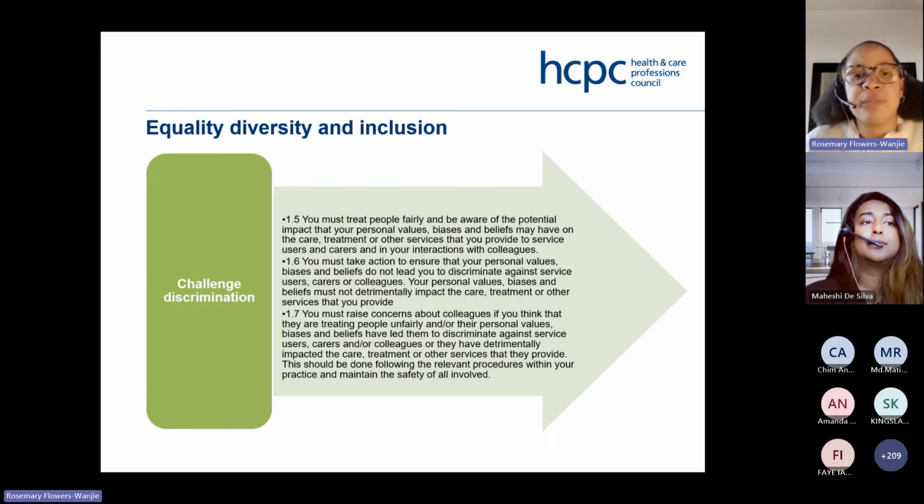Now, the standard is more specific and it's also more active. It refers to taking action and ensuring that personal values, biases and beliefs do not lead to discrimination or detrimentally impact care.